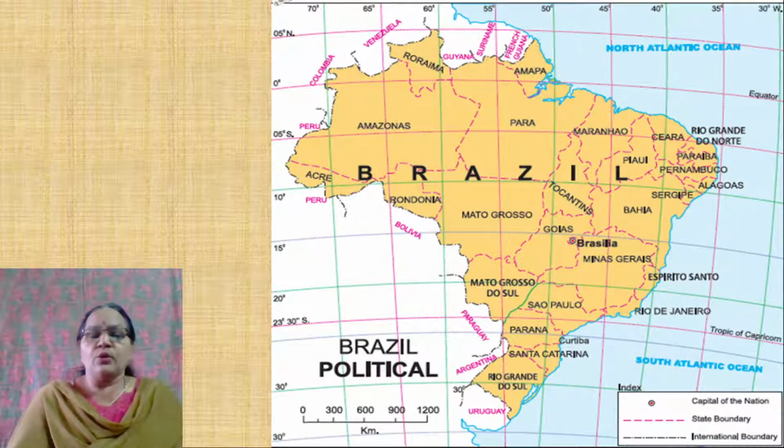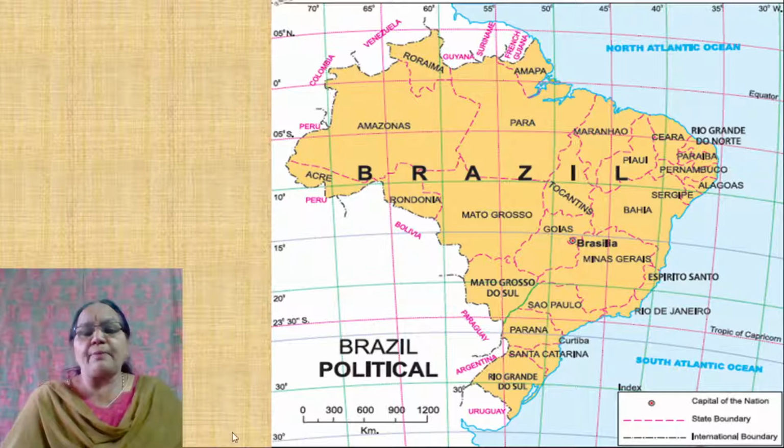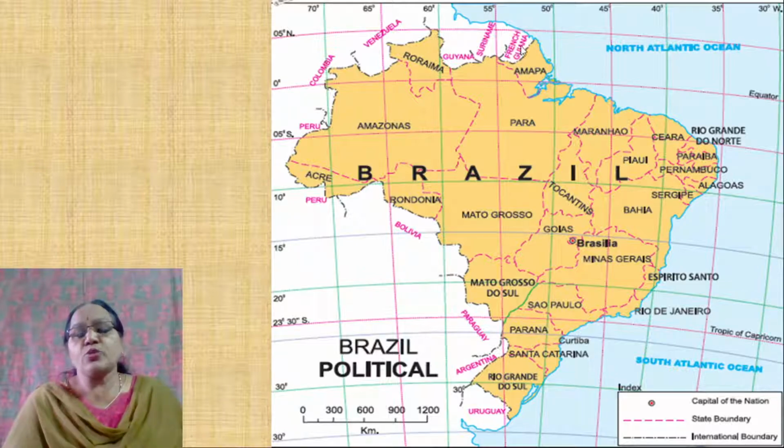Now look at the political map of Brazil. It is surrounded by various countries like Argentina, Paraguay, Bolivia, Peru, then Colombia, Venezuela, Guyana, Suriname, French Guiana. Towards the north we have the Atlantic Ocean. To the east and the south we have the Atlantic Ocean and Uruguay. The capital of Brazil is Brasilia.